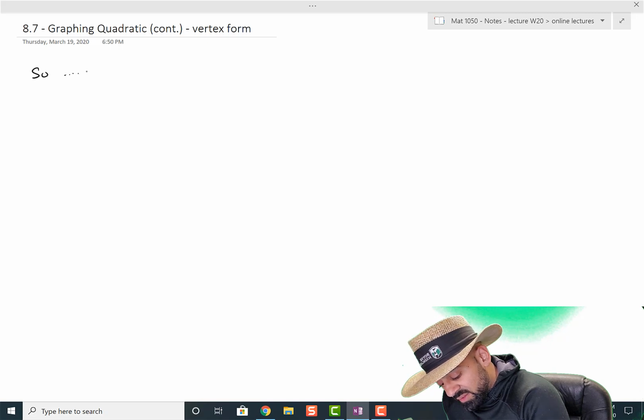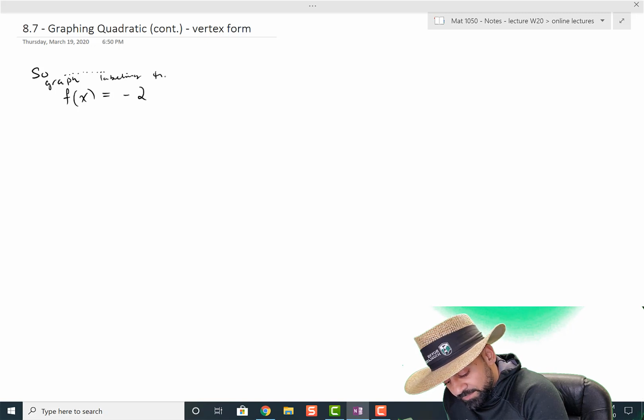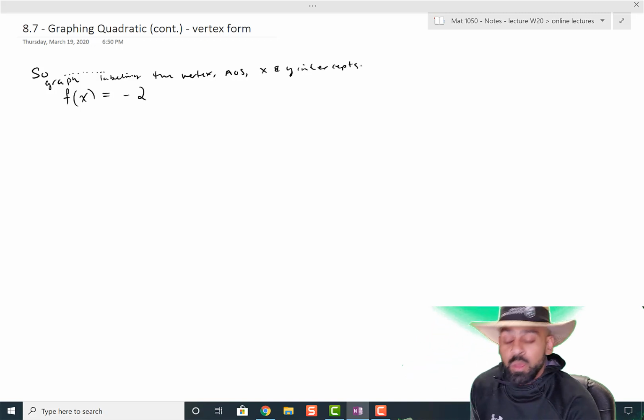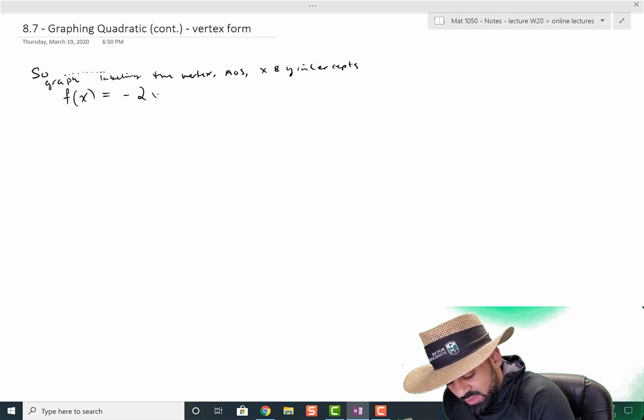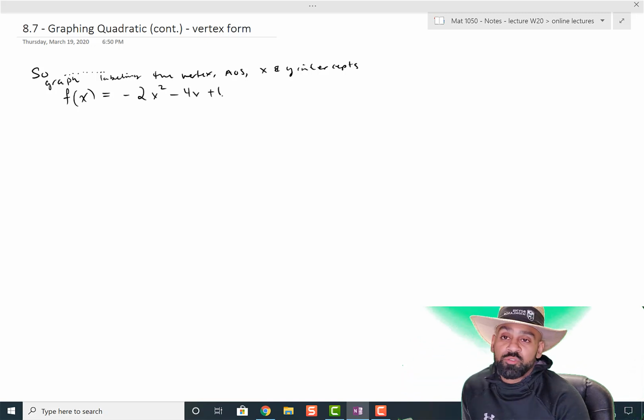Consider if someone said, hey, I want you to graph and sketch all that goodness, okay? And that goodness is I want you to graph, labeling the vertex, axis of symmetry, X and Y intercepts, which most of the time will just say intercepts. But they give it to you in this form. And there are multiple approaches you can have.